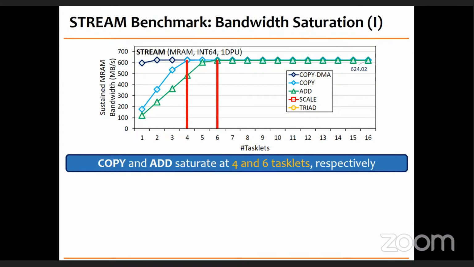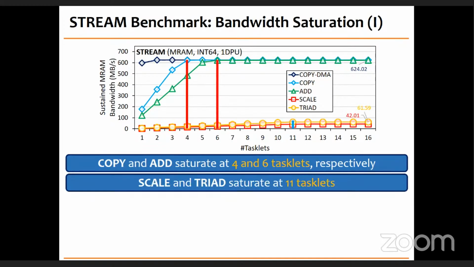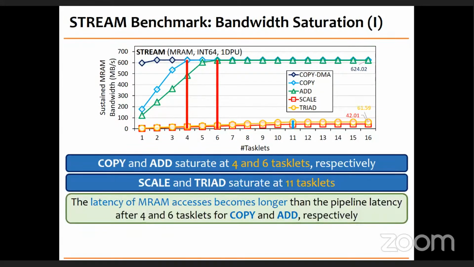We can also analyze the bandwidth of copy and add. The previous one was copy DMA, this one is copy and add. And here you see that the saturation point happens at a different number of tasklets, 4 or 6. And for scale and triad, it's 11 tasklets, which is something that we could expect from our previous experiments related to the arithmetic throughput, right? But we can try to explain why this happens.